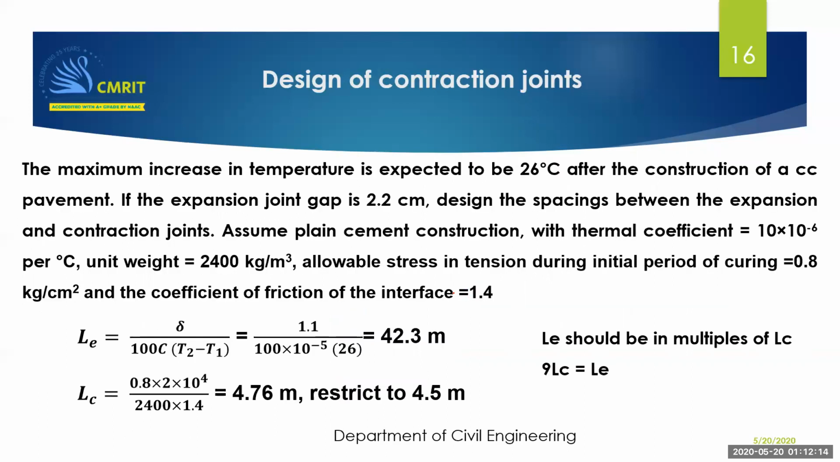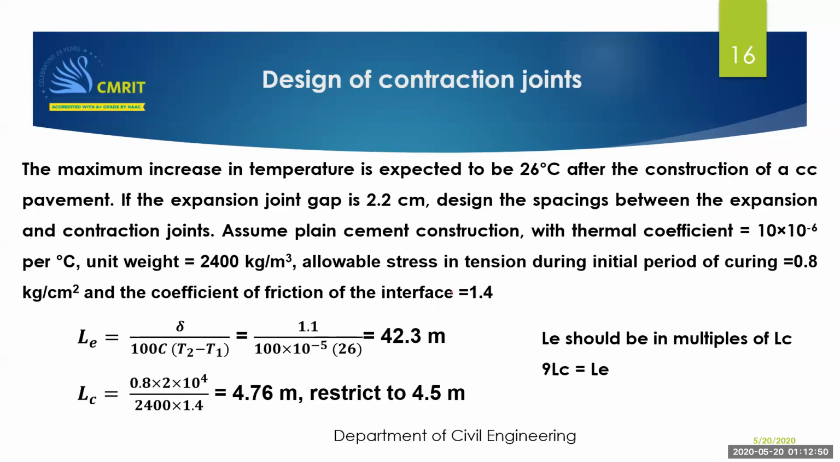We have one more question. The maximum increase in temperature is expected to be 26 degrees Celsius after the construction of a cement concrete pavement. If the expansion joint gap is 2.2 centimeter, design the spacings between the expansion and contraction joints. Assume plain cement concrete construction with thermal coefficient equal to 10 into 10 to the power of minus 6 per degree Celsius. Unit weight is 2400, allowable stress in tension during the initial period of curing is 0.8, and the coefficient of friction at the interface is 1.4.